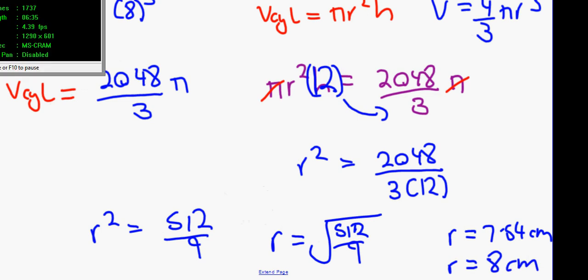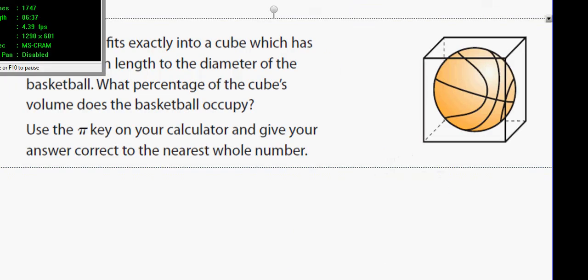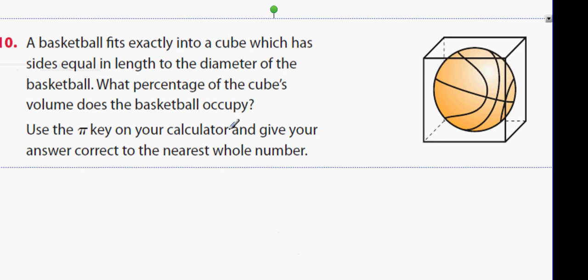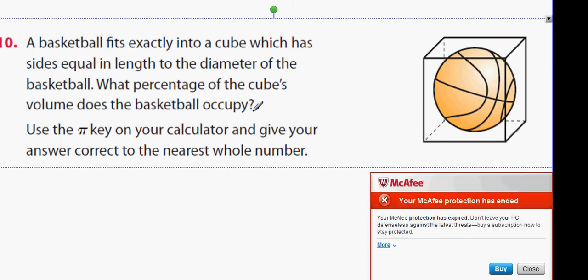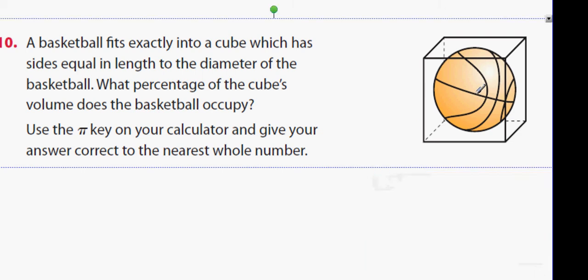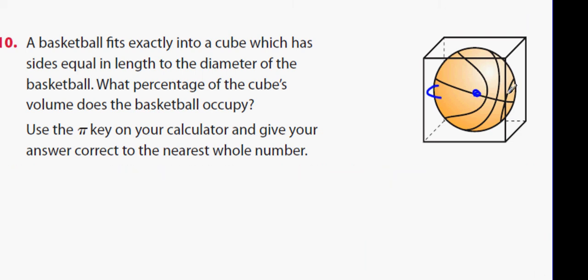Okay. Now, number 10. A basketball fits exactly into a cube which has sides equal in length to the diameter of the basketball. What percentage of the cube's volume does the basketball not occupy? We can do this two ways. Okay? Yes. The two ways is, no matter what size the radius is, or what size the diameter is, it will always be the same percentage.